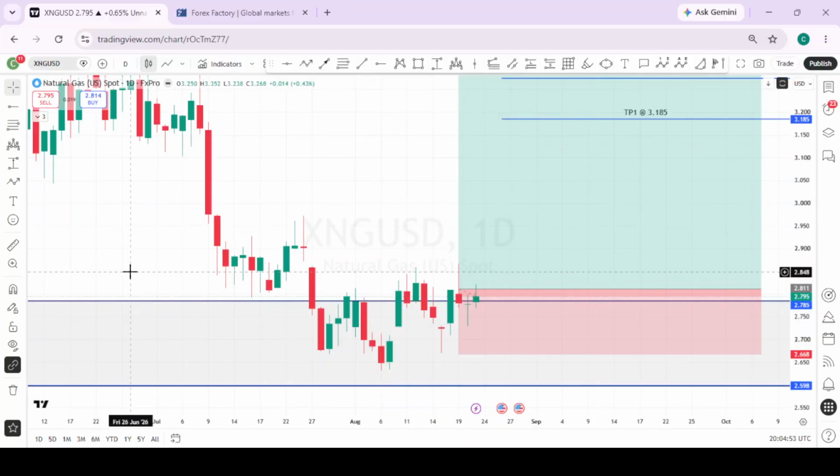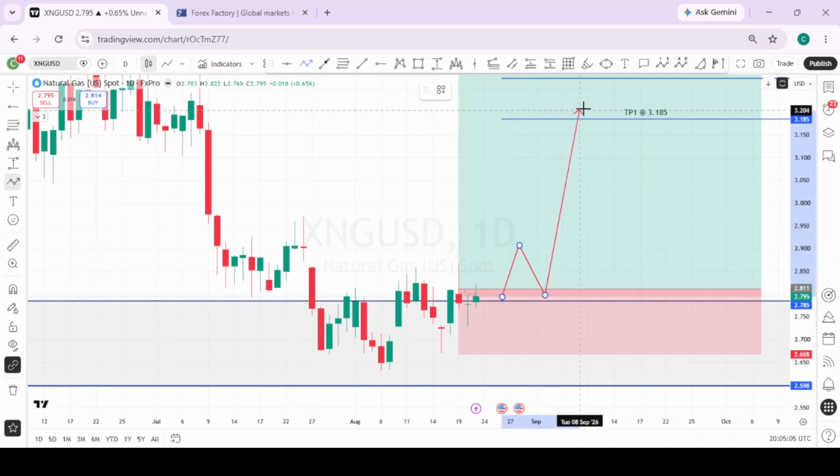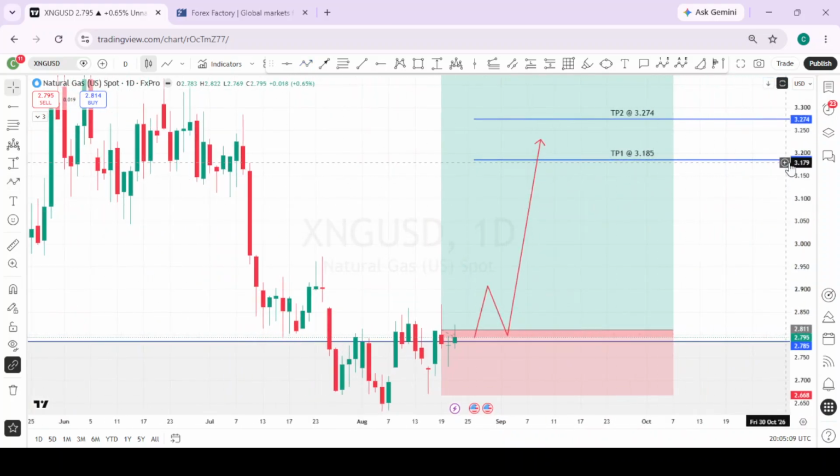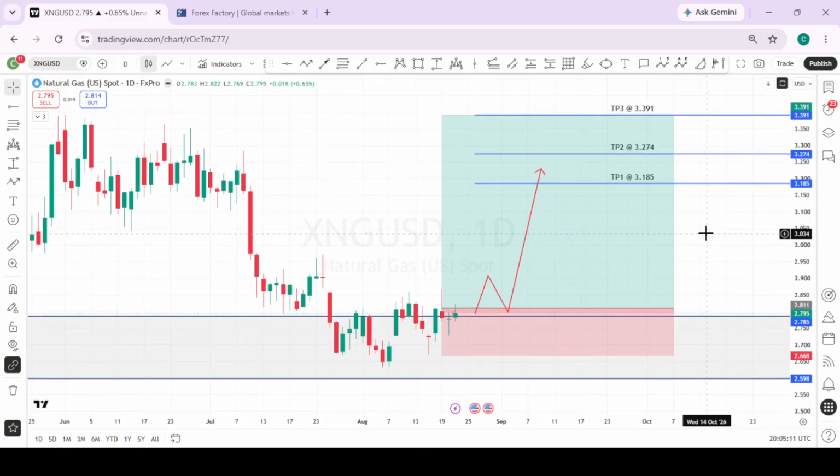The second scenario, or what we are going to wait for, is if we get a daily candle closure above this structural point and we get a possible pullback, we will most likely look for a possible additional entry here, and we'll take our additional buy to the upside for natural gas.